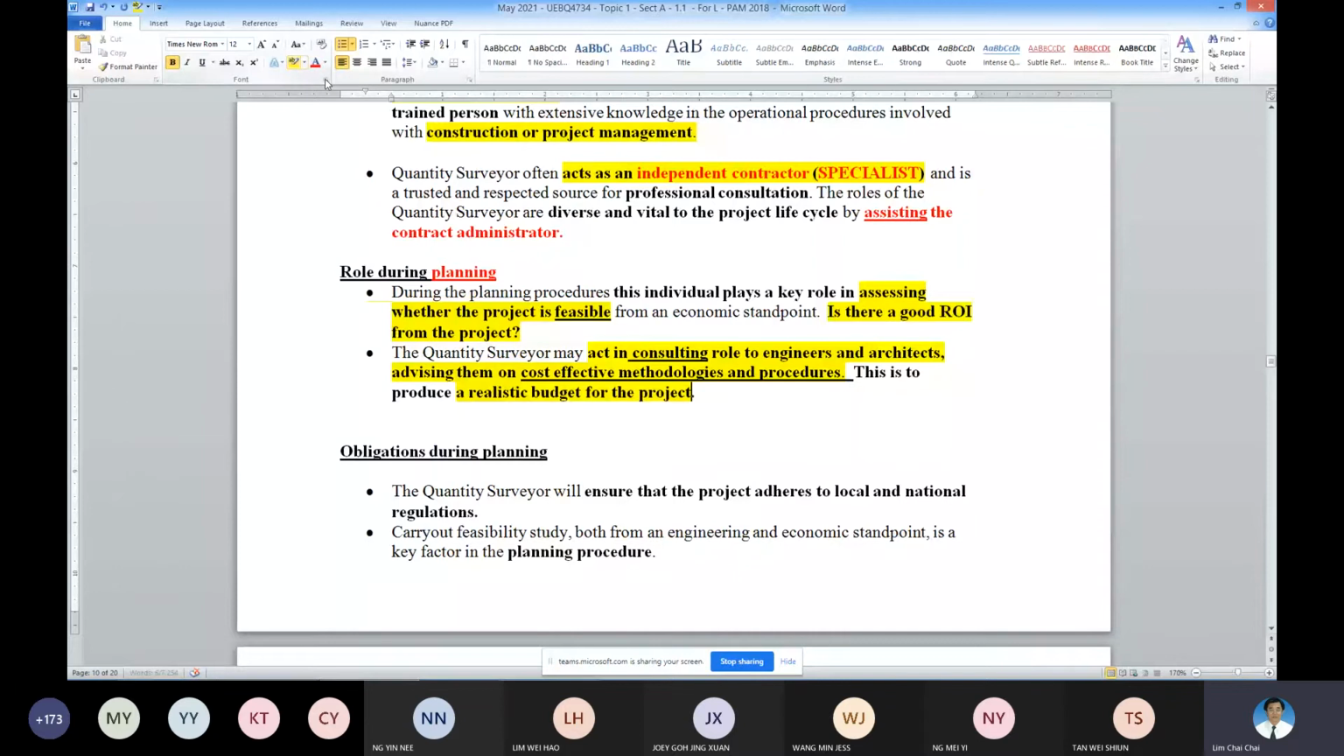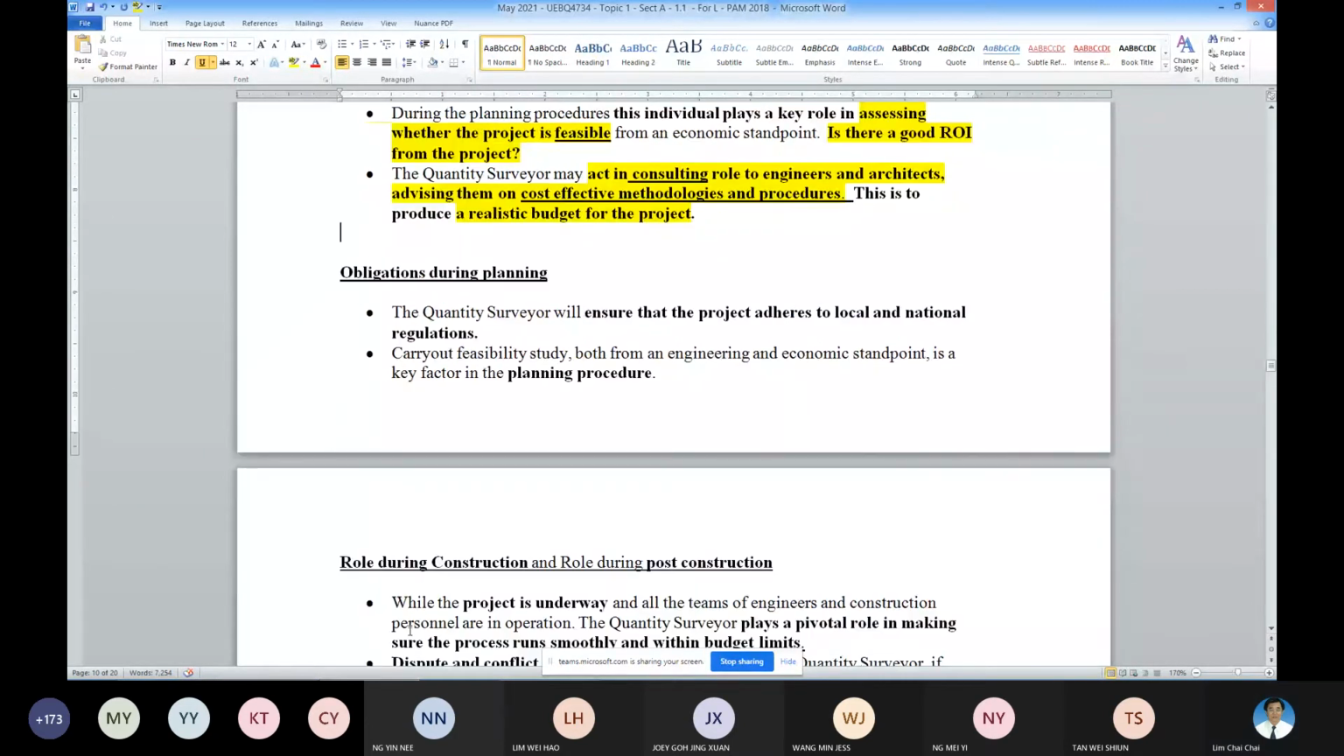Then how about during the other stages? So this one is the role during planning. These are the roles, and now these are the obligations during the planning.